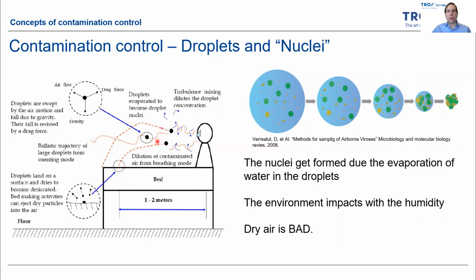That's critical also when we are changing beds in a patient room. The droplets evaporated, then we move it around, we put that in the air again. So dry air is bad. So when we look into an enclosed environment, we need to be careful about the humidity of this environment, and we need to control the humidity.